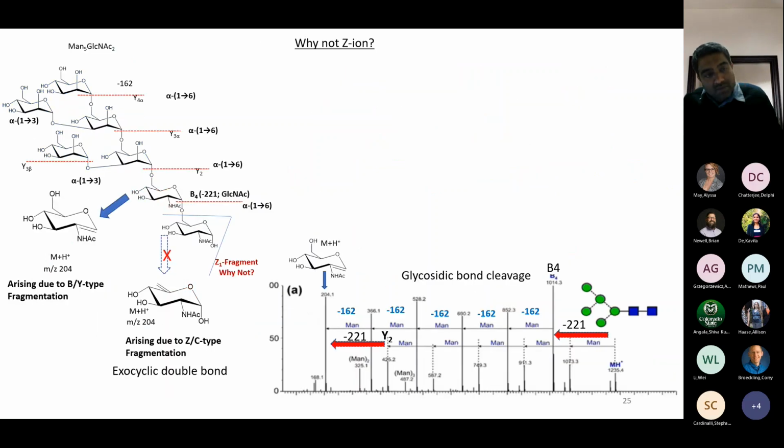Now, I may be asked: okay, you elucidated the structure, but why do you see the B fragments and not the Z fragments like this? This can also be 204. Why are you telling us that this is 204? Because the linkage here is 1,6. This bond is a primary alcohol. So as soon as it breaks in this fashion, which is Z fashion, it has to produce an exocyclic double bond. Exocyclic double bonds are not stable. So product ion stability governs the fragmentation. You don't see Z fragmentation because it was 116.